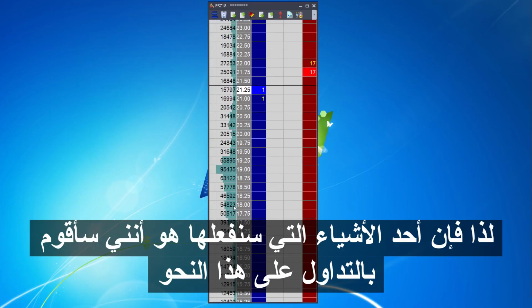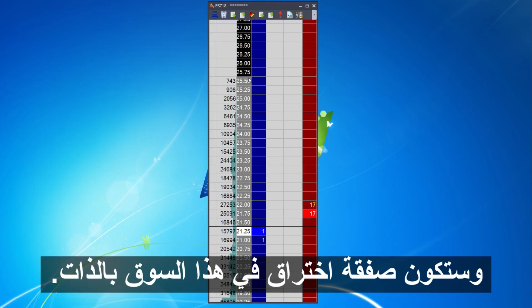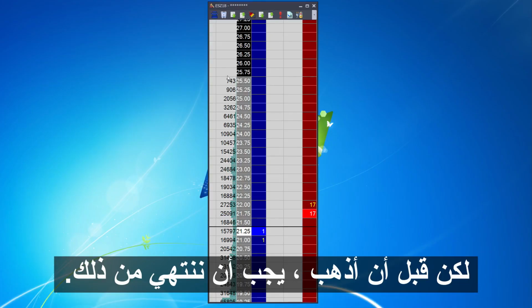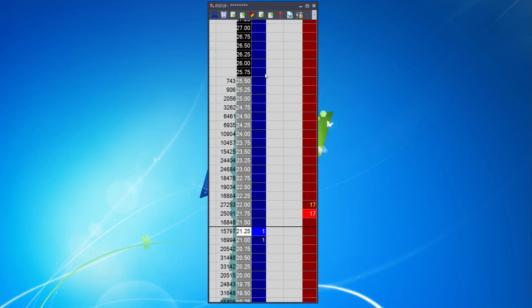So one thing we're going to do is I'm going to go over a trade that happens at one of these edges, and it's going to be a breakout trade in this particular market. But before I do that, we need to finish going over what these other columns are.